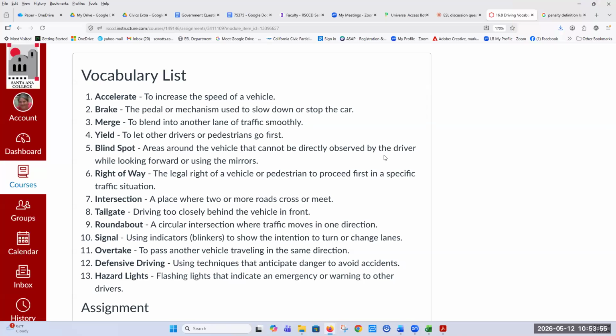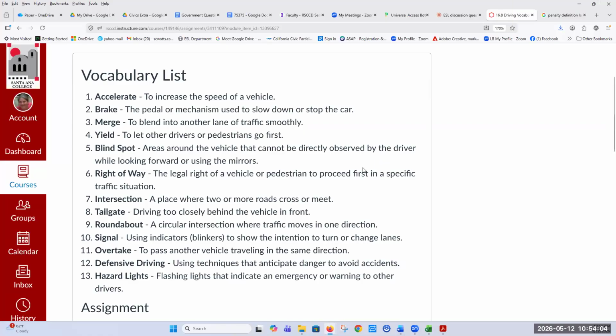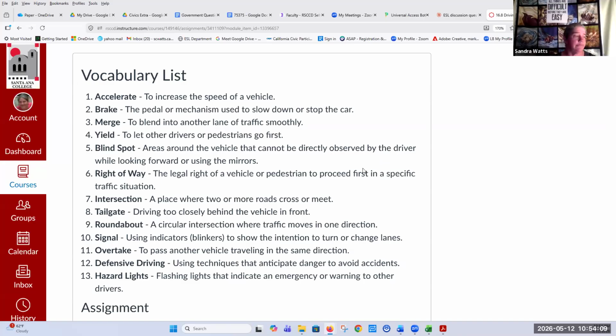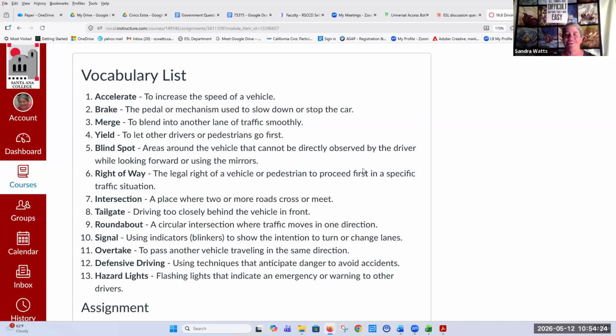Yield. Yield. I know, isn't that a weird one? Yield. Okay. What we talked about yesterday? Blind spot. Blind spot. Number 6. Right of way. Right of way. I heard a couple people obviously heard this before because they just went right away. Right of way.